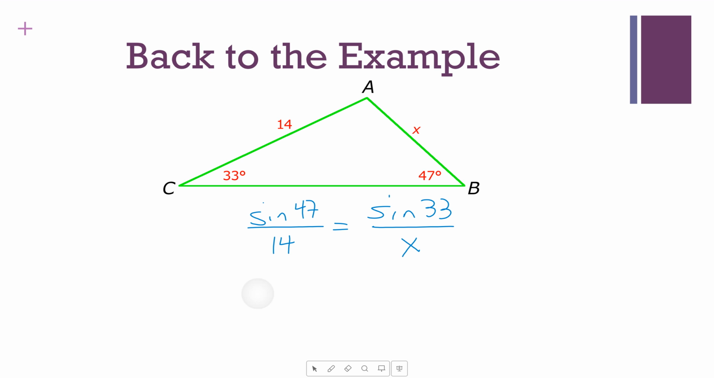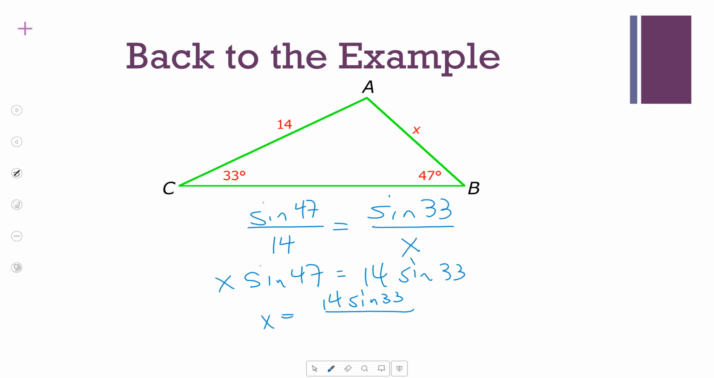Cross multiply. X times the sine of 47 equals 14 times the sine of 33. Remember to put the numbers and the variables in front of the function so that it doesn't accidentally get wrapped up into the trig function. Divide both sides by the sine of 47, and I get x is equal to 14 times the sine of 33 over the sine of 47.